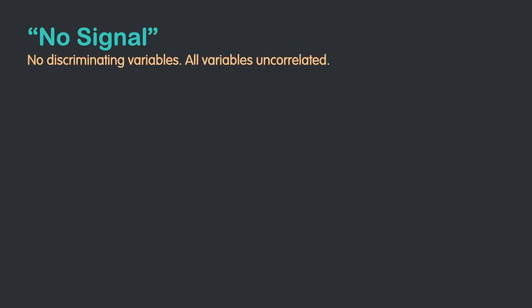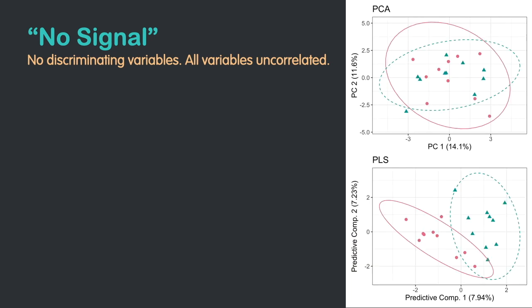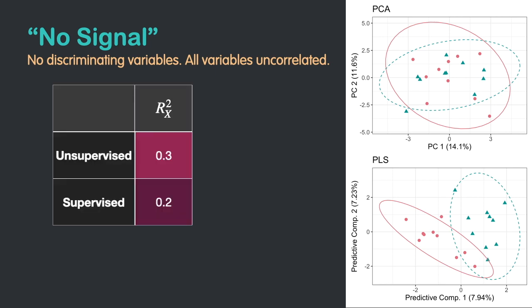And our final scenario is called no signal. There were no discriminating variables and all the variables were uncorrelated. And here, as we would expect, PCA did not find any separation between the two groups because there isn't a real separation between those two groups. But PLS often did find, in this score plot, visual separation between those two groups. R squared x was low. R squared y, again, was very different. So for the supervised approach, it was often quite high, on average 0.8.